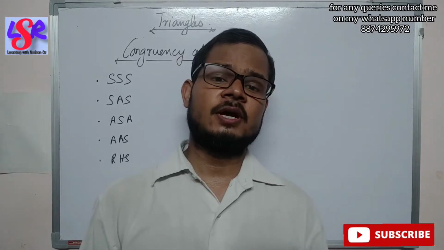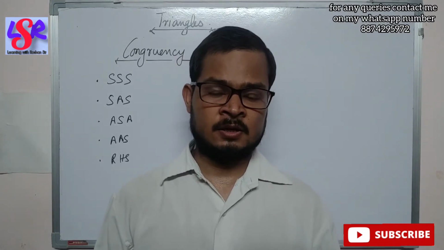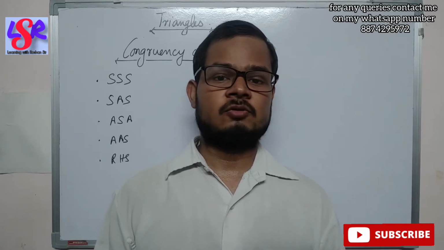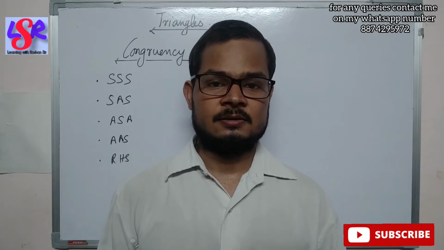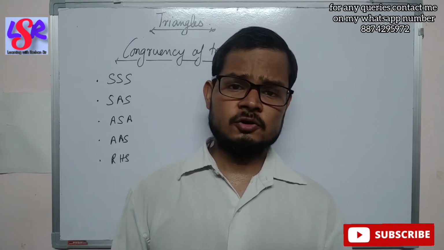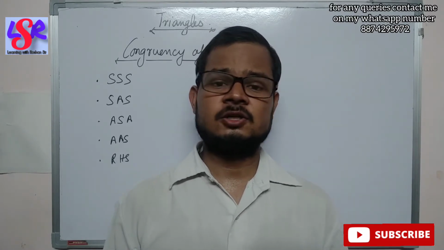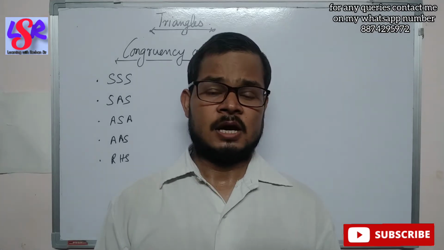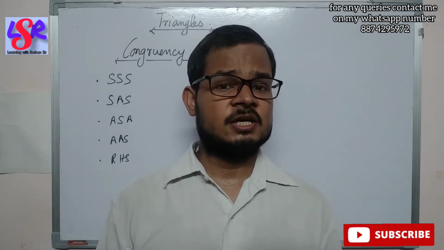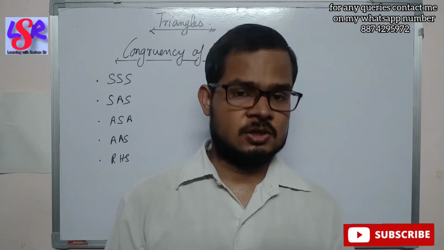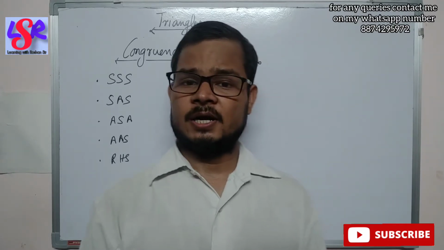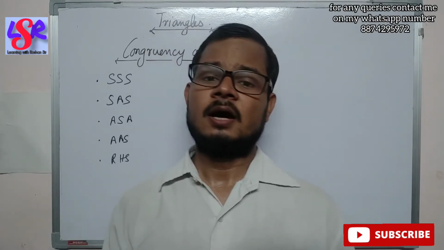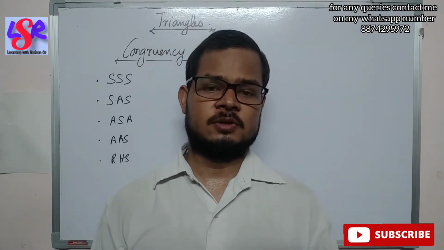Then in the third one, we have ASA. Here, the 2 angles are of equal measure and the side which contains the 2 angles is of equal length. Then the fourth one is AAS. Here the 2 angles are of equal measure and the side apart from the one which is containing the 2 angles is equal. Then the last one we have is RHS. In this one we have one right angle, the hypotenuse and any one side equal in both of the triangles.